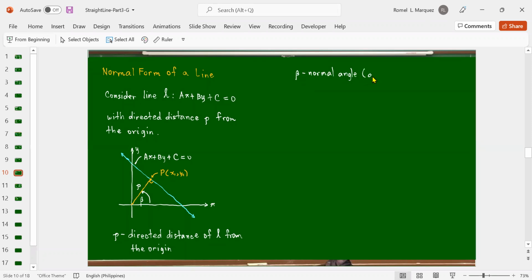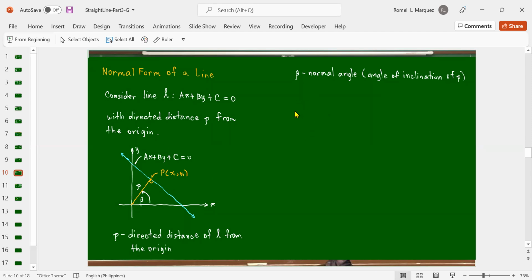So that is the angle of inclination of P. Okay. Now, to get the equation representing the normal form of a line, we need to know x sub 1, y sub 1 in terms of p and beta.